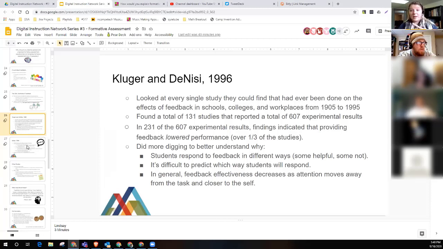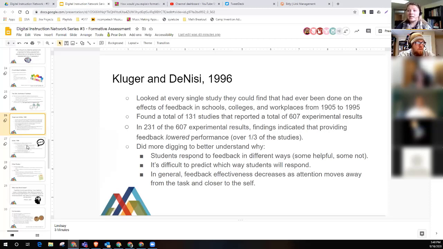Students respond to feedback in different ways. Some of these ways are helpful, like when they meet a goal, they set a new, harder goal. Some of these ways are not helpful, like ignoring the feedback or giving up or lowering their standard. And it's difficult to predict which way students will respond. But in general, if teachers are trying to get their students to respond in a more positive way, feedback effectiveness decreases as attention moves away from the task and closer to the self.